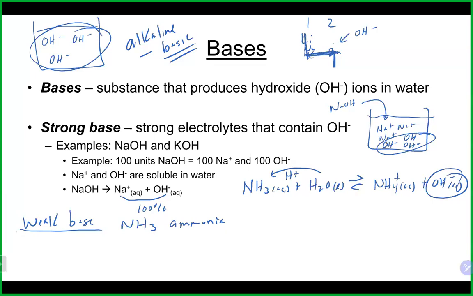It is nowhere near as strong a base as sodium hydroxide, for example, because all sodium hydroxide has to do is just go in for a swim. It's going to break apart. Ammonia has to go find some water, do a little bit of a reaction to produce the hydroxide. So it's not going to produce as much hydroxide as the sodium hydroxide would in this particular case. Any questions on that there?